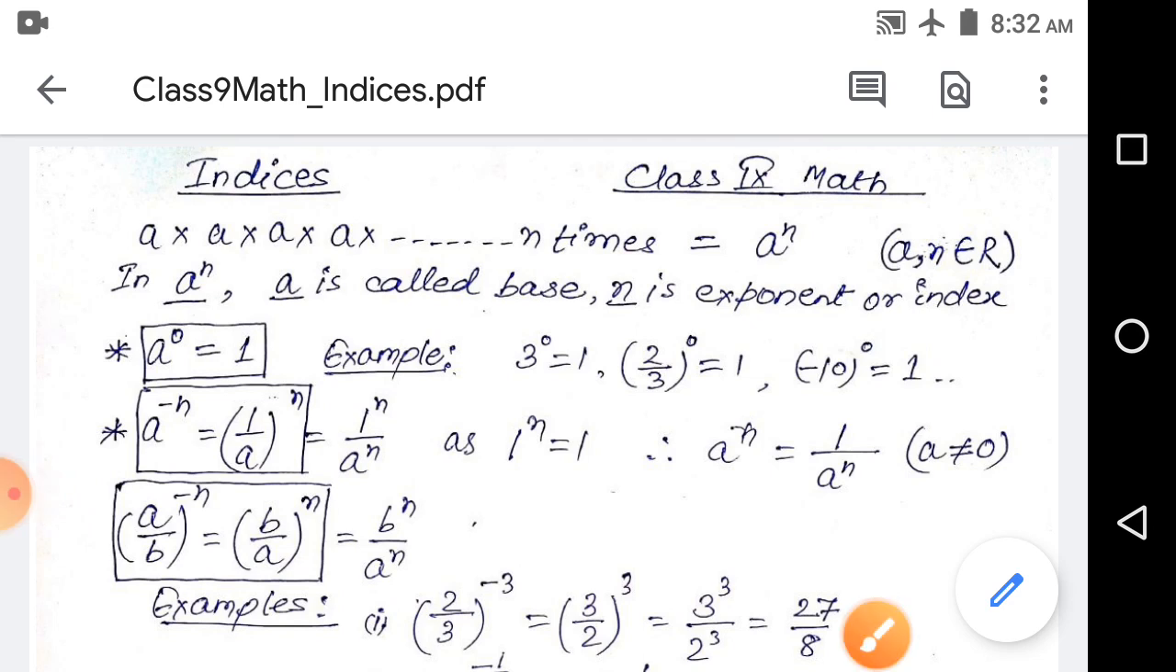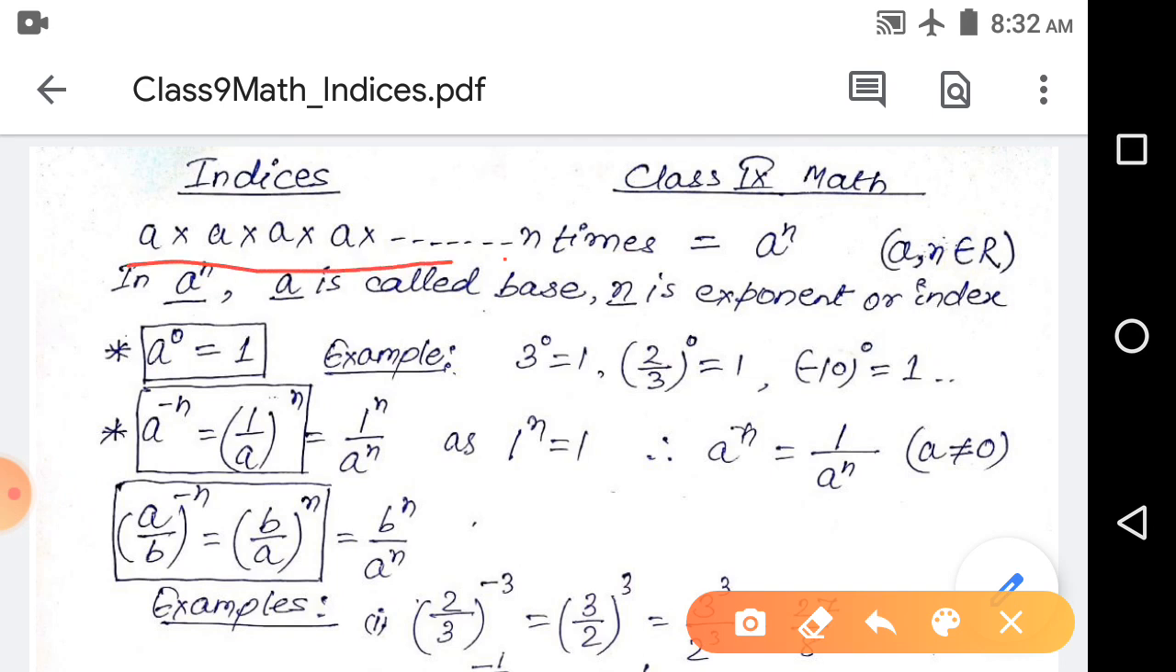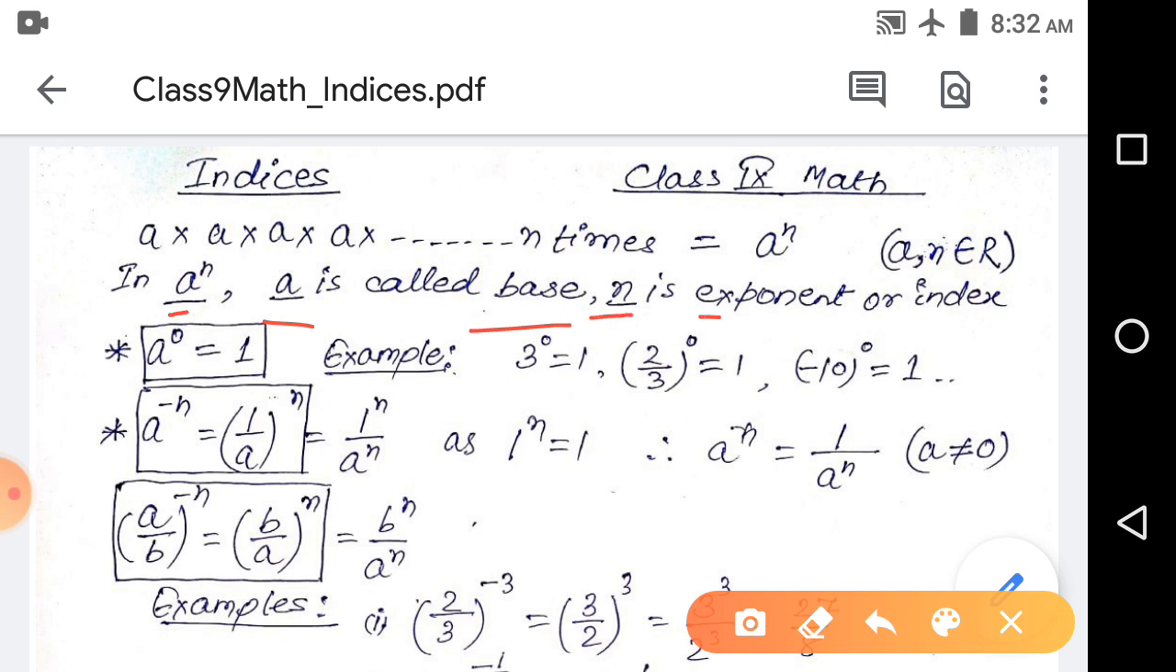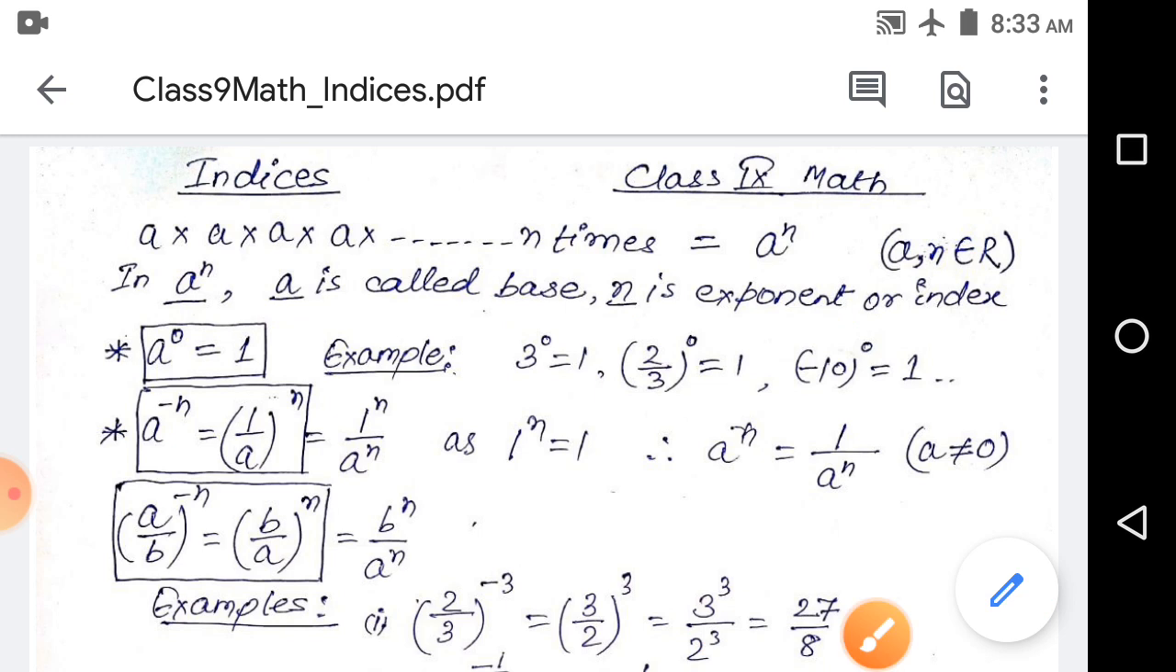Let's start with the line a into a into a into a. How many times? It is n times. Then it can be represented as a to the power n. Here a and n both are real numbers, either negative or positive. So in this a to the power n, this a is called the base, whereas this n is called exponent or indices. We have some formulas for this.